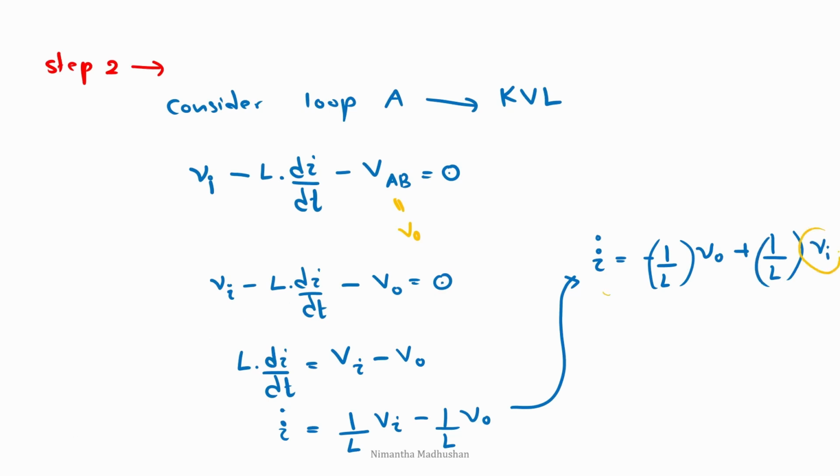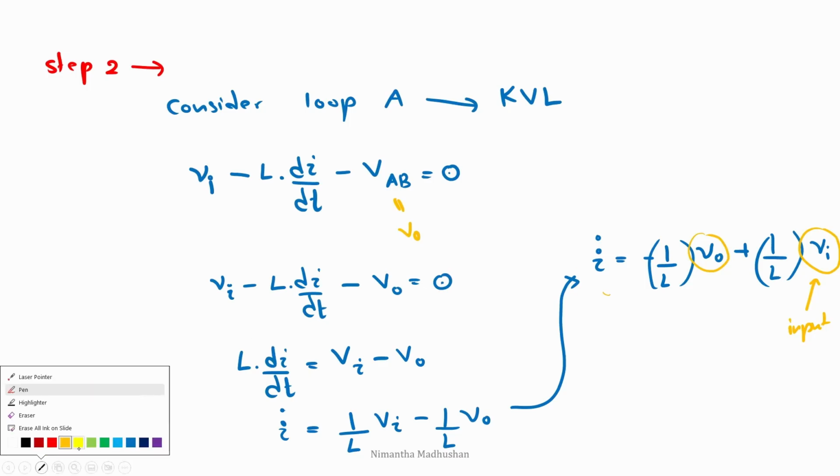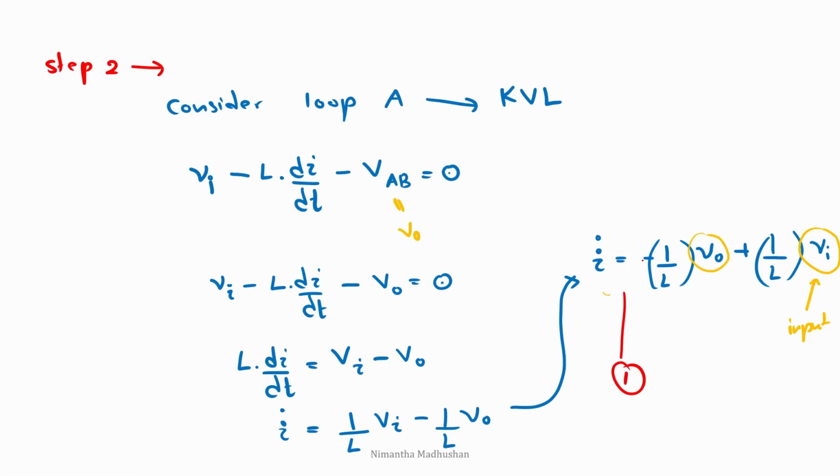Vi. This is the input for the system, and this is the state variable. This is the derivation of one state variable. Now the first differential equation is complete. Now we have to find the second differential equation.